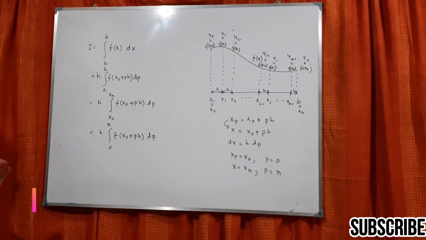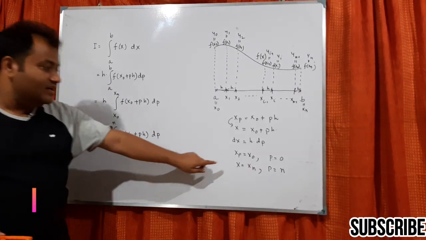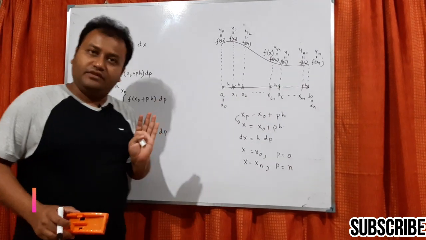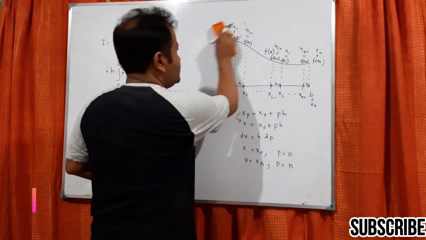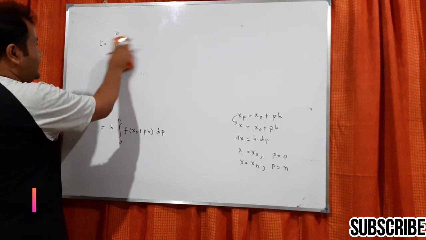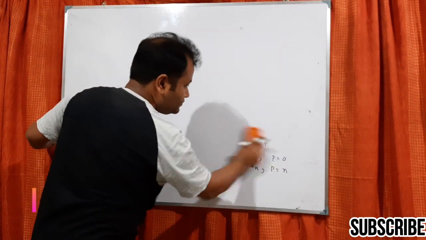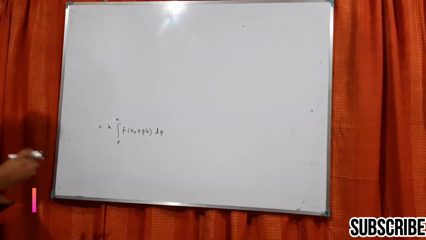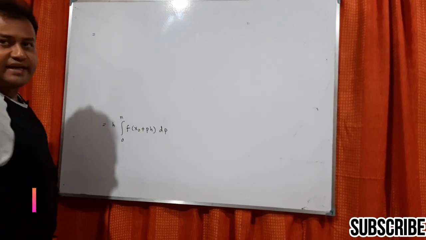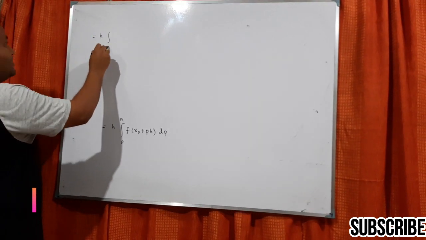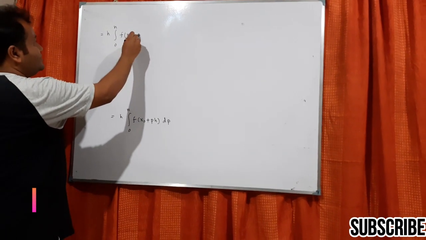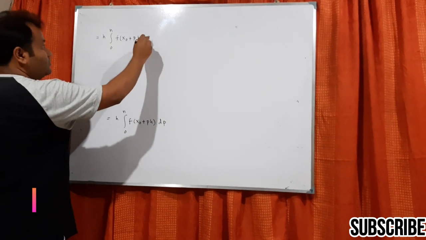So this is not a very simple thing, but we try to make you understand how we can change the limit concept into each sub interval, okay. So now let us erase this so that we get some more space, and also erase everything except the last line. So what we are getting now, before going for the next step, is h times the integral from 0 to n of f of x naught plus ph into dp.